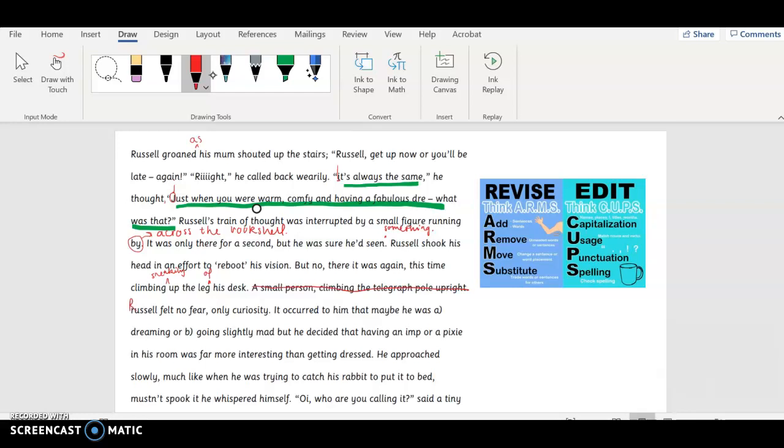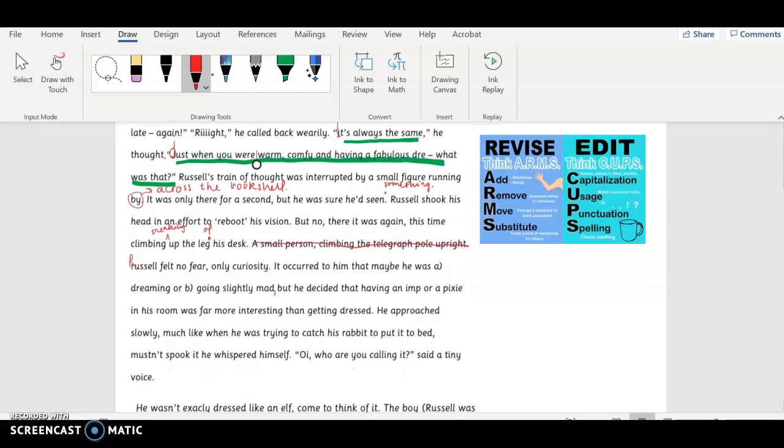All right, capital letter for Russell. Russell felt no fear, only curiosity. It occurred to him that maybe he was A, dreaming, or B, going slightly mad, but he decided, I might need to put a comma there, but he decided that having an imp or a pixie in his room was far more interesting than getting dressed. He approached slowly, much like when he was trying to catch his rabbit to put it to bed.